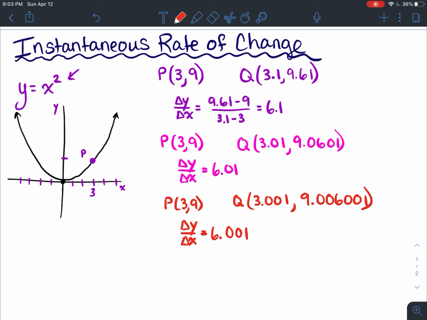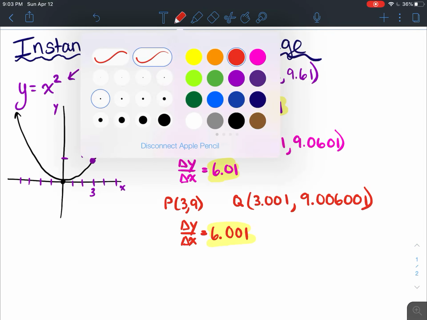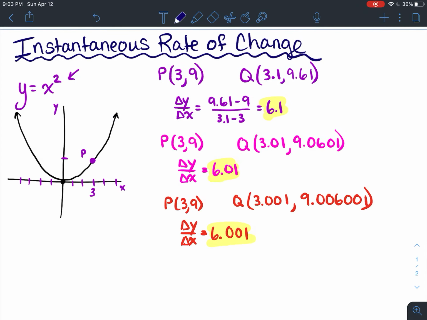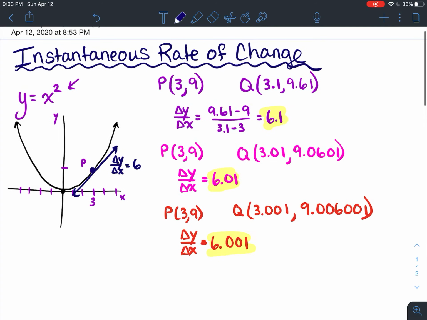6.001. So what does it look like if you examine all these values? We got 6.1, 6.01, 6.001. What does it look like our instantaneous rate of change is approaching? To me, it looks like if I'm estimating what the slope is going to be right at point P, what the tangent to the curve is going to be right there, I'm thinking our rate of change right at point P is going to be 6. It seems to be what all of those values are approaching.